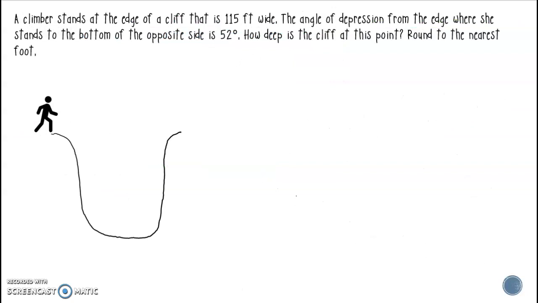So let's look at another example. A climber stands at the edge of a cliff that is 115 feet wide. The angle of depression from the edge where she stands to the bottom of the opposite side is 52 degrees. How deep is the cliff at this point? Round to the nearest foot. So again, I'm going to draw myself a triangle.